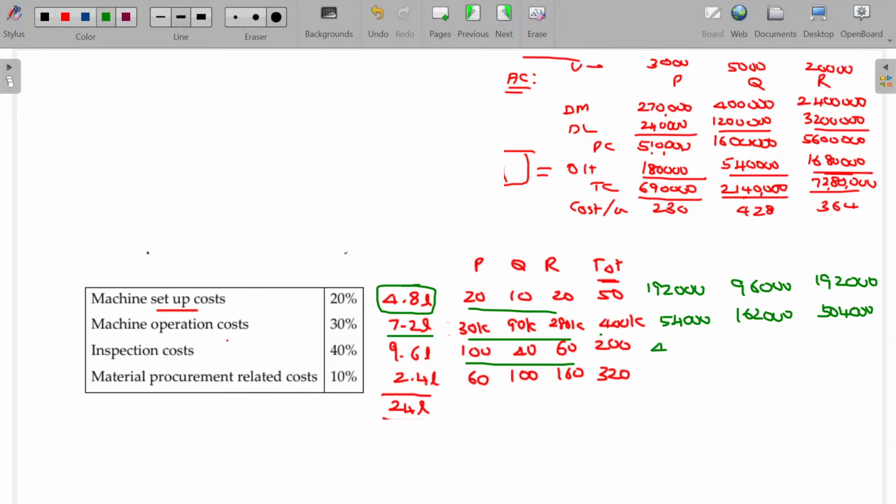4.8 lakhs. 1,92,000. 2,88,000. This will be shared using this ratio. Tell me. 45,000. Again, 75,000. 1,20,000.